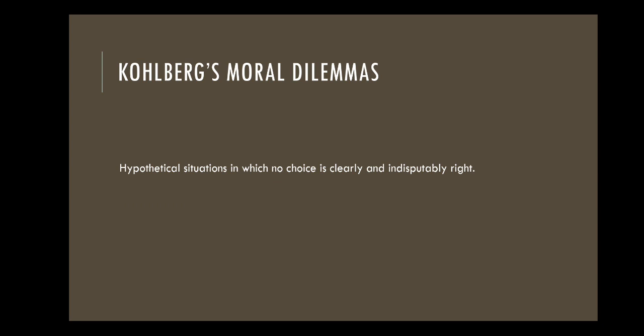Kohlberg moral dilemmas: hypothetical situations in which no choice is clearly and indisputably right. So Kohlberg's theory is a hypothetical theory. The way Kohlberg explained moral reasoning is hypothetical. He proposed 6 stages.